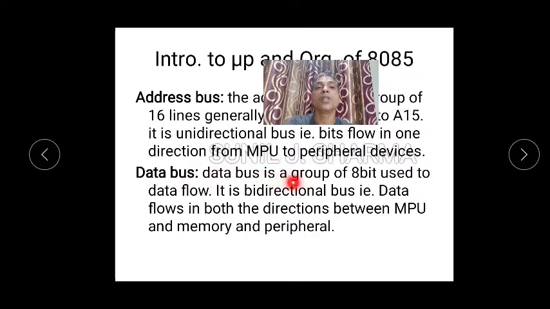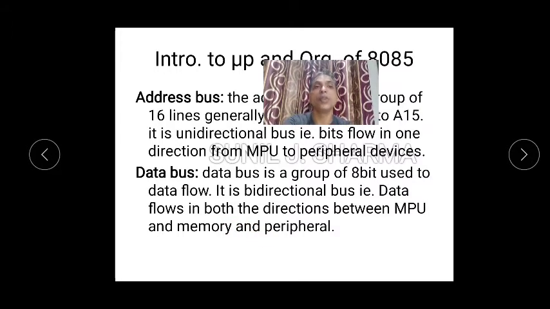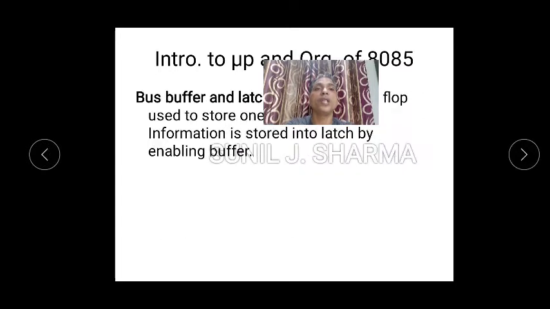Then we have the data bus. The data bus is a group of 8 lines. It is not 16, it is 8 bits, used for data flow. It is bidirectional. So I hope you understood the very important difference: this is unidirectional, this is bidirectional. That is, data flows in both directions between the MPU, memory and peripherals, from microprocessor unit to peripherals or peripheral to memory or vice versa. I hope you understood till here.